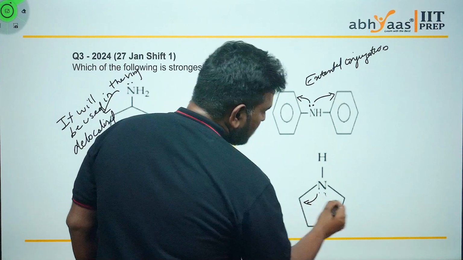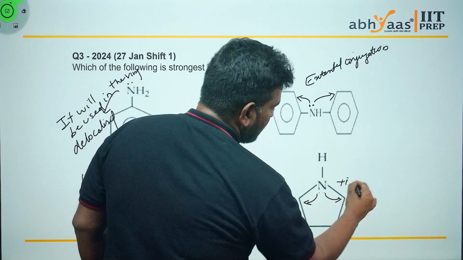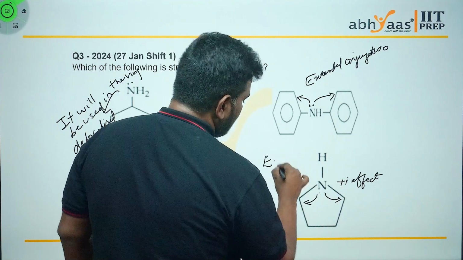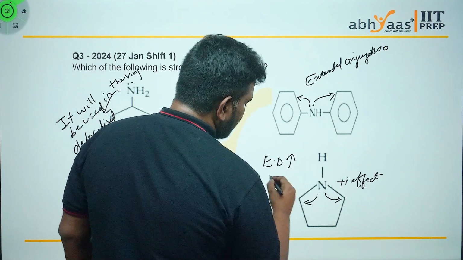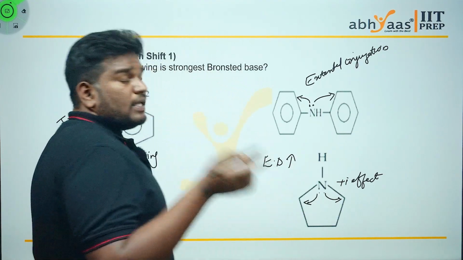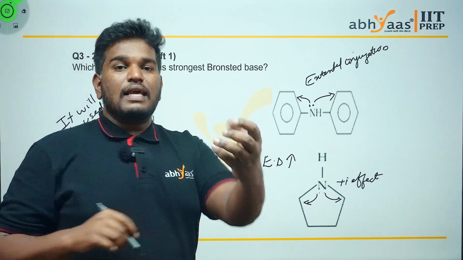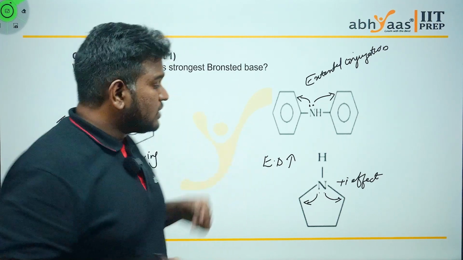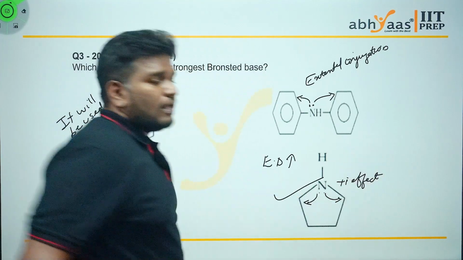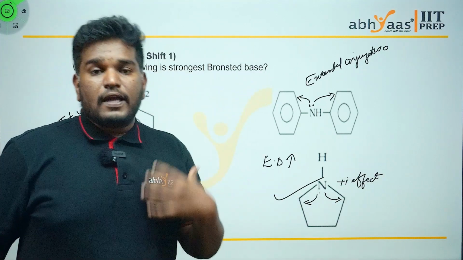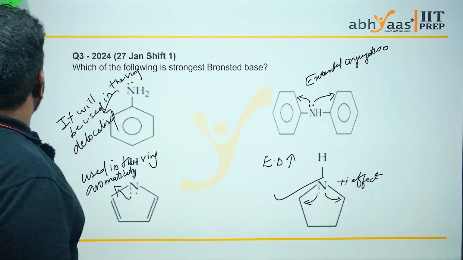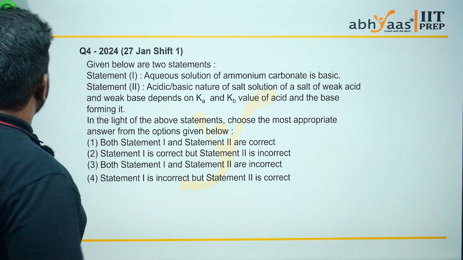Now this will be showing the plus I effect, and because of that, the electron density of the molecule will be increasing. Because of the increase in electron density, it can accept a proton, H plus ion. So we have to say that the fourth molecule will be acting as the strongest Bronsted base. Right, so I hope you have understood. We will move to the next one.